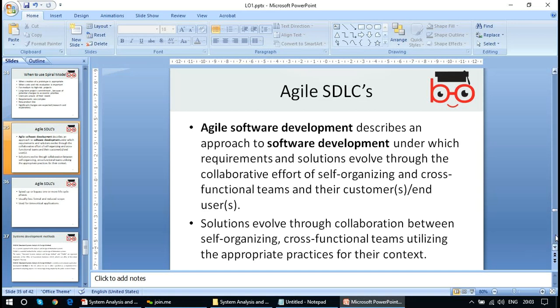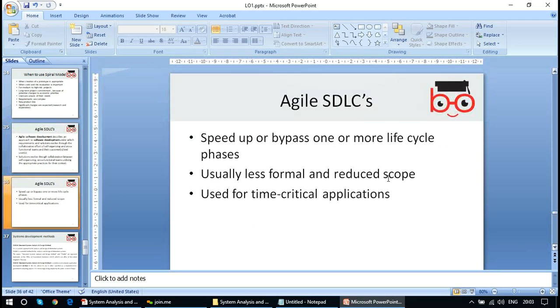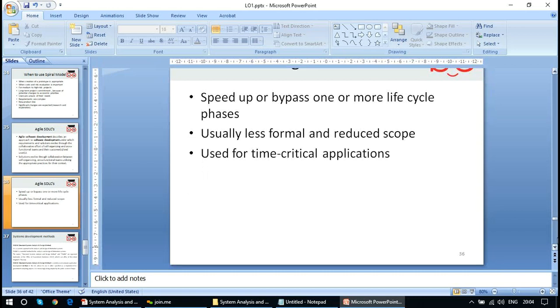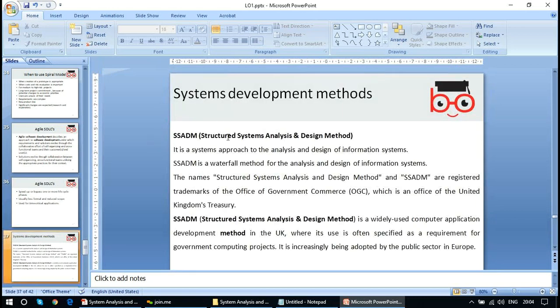Agile depends on collaboration, and it basically speeds up or bypasses one or more life cycle phases. It is usually less formal with reduced scope, used for time-critical applications. Agile also has structured system analysis and design methods, a system approach to analyze and design information systems. It's a kind of waterfall model, but done in a structured way.